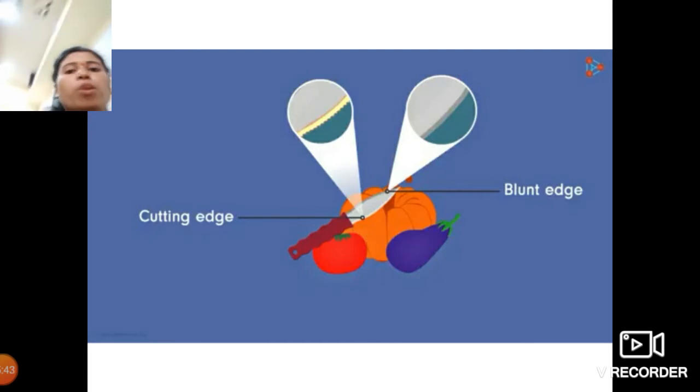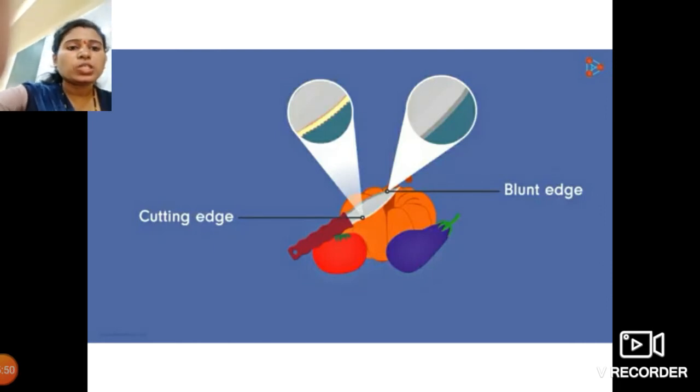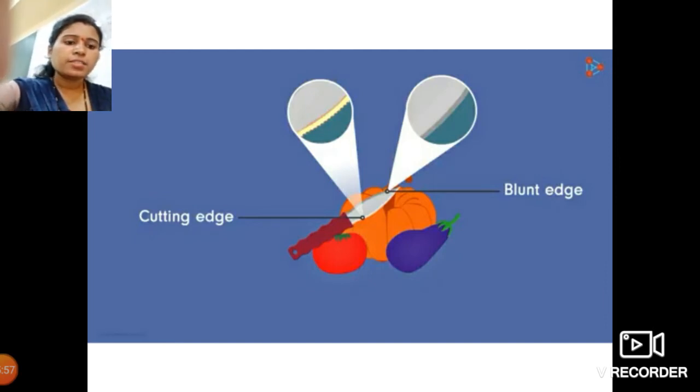So from this example, what do you think, students? Think about it. Where is the pressure exerted or not, and what happens? Think, students.